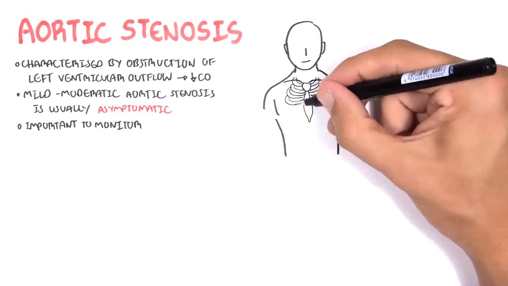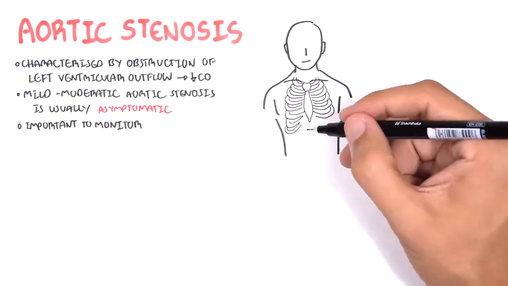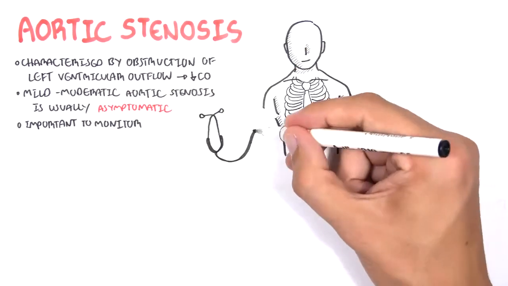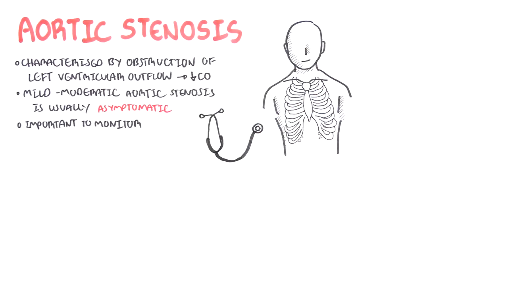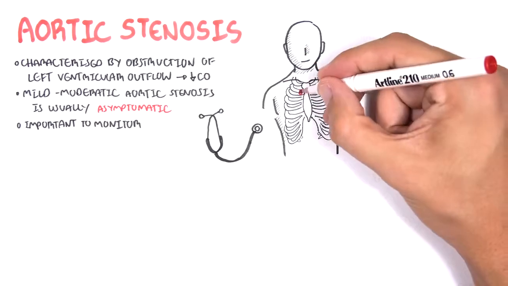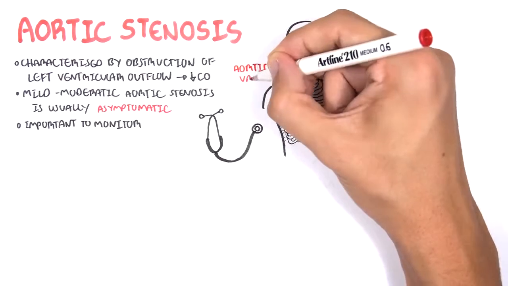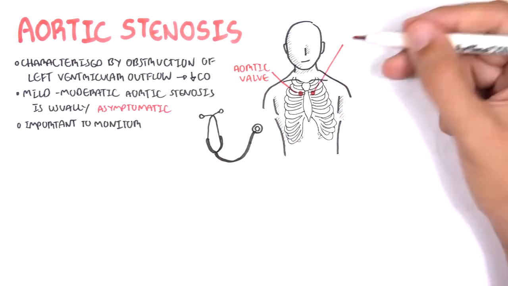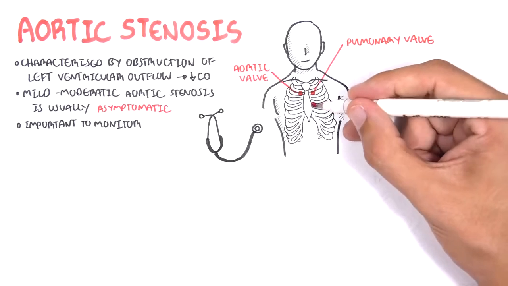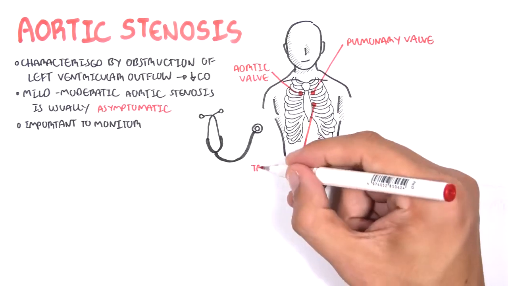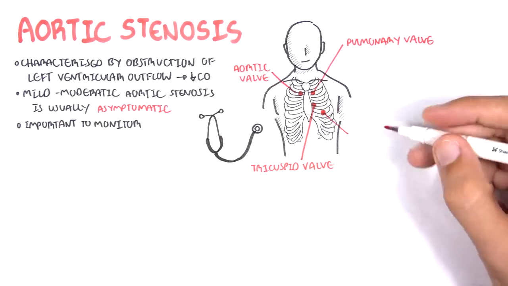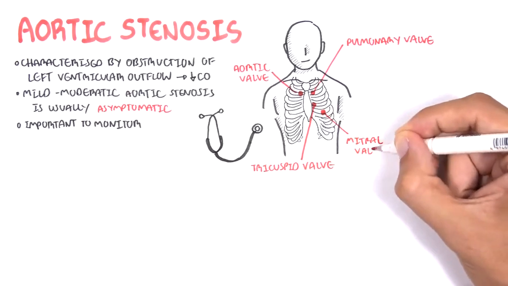All the valves of the heart can be heard most prominently in certain areas across our thorax. The aortic valve is best heard in the right second intercostal space, parasternal. The pulmonary valve, left second intercostal space, parasternal. The tricuspid valve, left fourth intercostal, parasternal. And then the mitral valve, left fifth intercostal space, mid-clavicular.